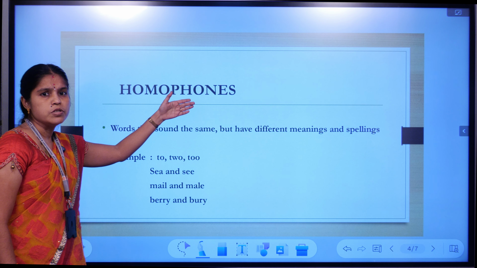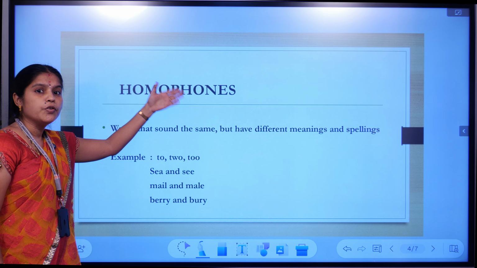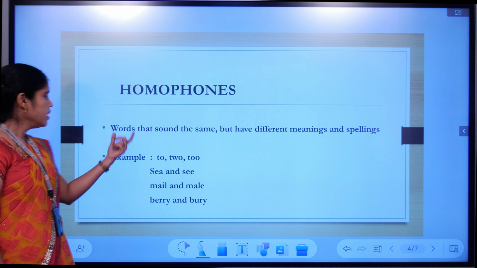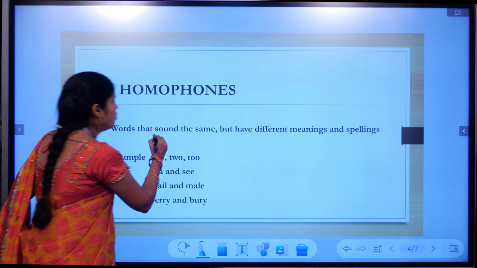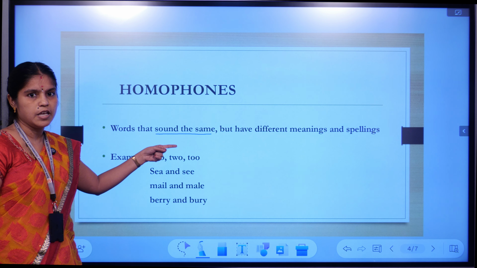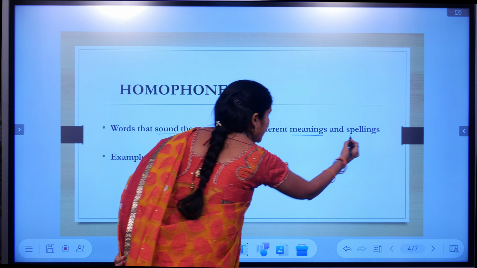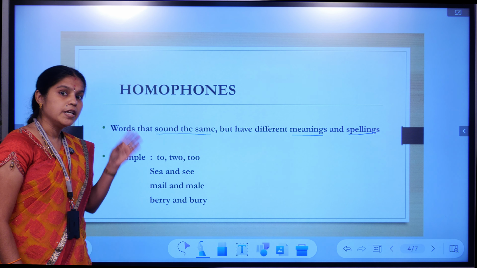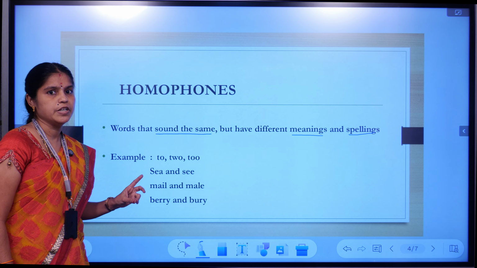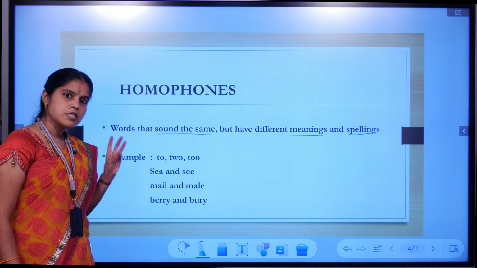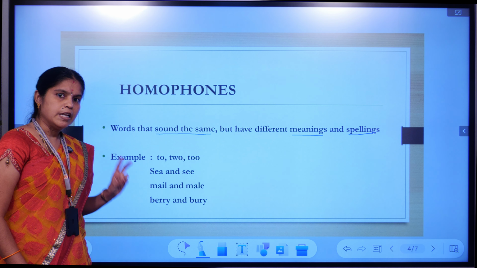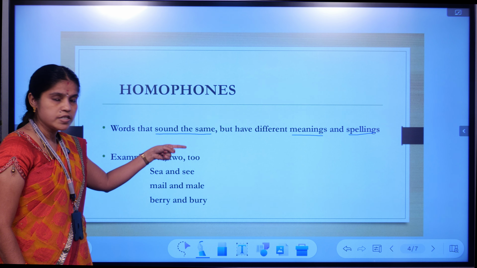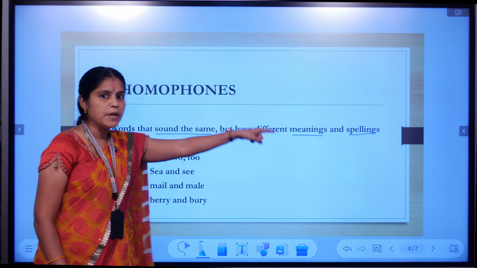Next, homophones. All of you know about phones. Phone means sound. You should remember it like this. Homophones are words that sound the same, but have different meanings and different spellings. The pronunciation will be the same, but the meaning will be different and the spelling will be different. Whereas in homonyms, the sound and the spelling are the same but the meaning is different. Here in homophones, only the sound is the same, while the meaning and the spelling are different.